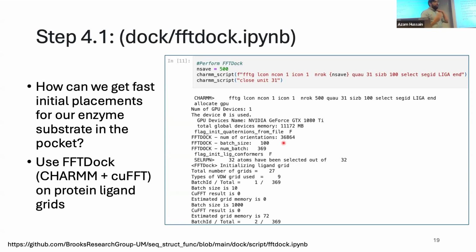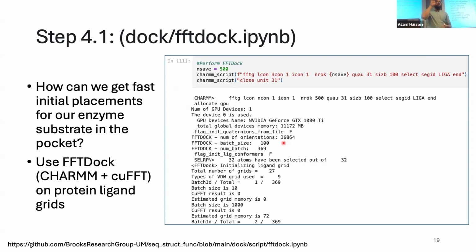It uses the cuFFT library from CUDA, and it uses grids of the protein and ligand. One thing you can do with grids is convolve them really fast and in parallel. So you can evaluate each of those possible orientations. It's like how you can use convolution to find a matching part of an image really fast. This is the same thing.